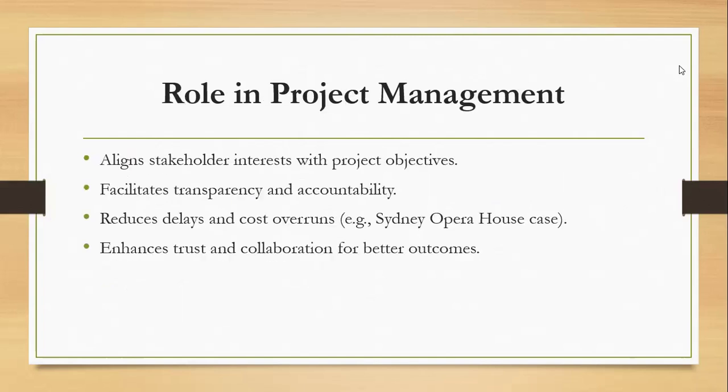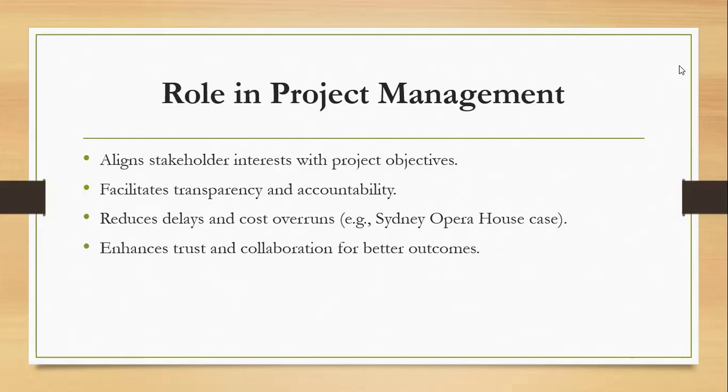Now, let's look at why risk communication and stakeholder engagement are so important in project management. When we communicate risks clearly, it helps everyone involved in the project understand what might go wrong and how we plan to deal with it. This transparency builds trust among stakeholders like clients, sponsors, and team members because they know the risks are being managed.